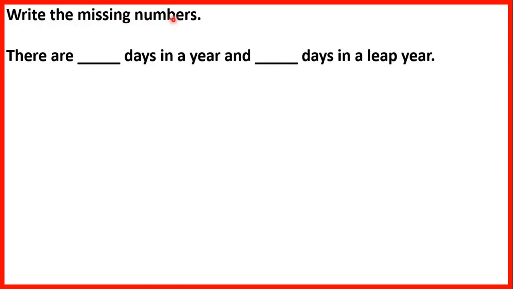Write the missing numbers. How many days are there in a year and how many days in a leap year? Now there are 365 days in a year and 366 days in a leap year. So a leap year is every 4 years, when we have an extra day in February.